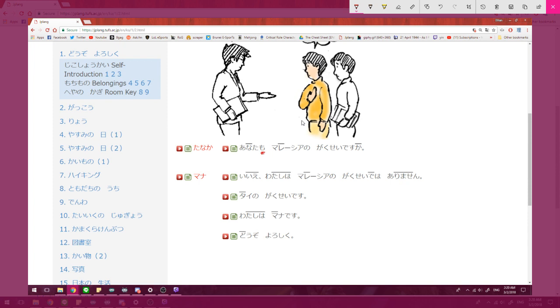So as soon as it appears, oh my god, we're learning new things already. Here's the 5th thing we're going to learn today, which is mo. We'll talk about this later. For now, pretend this is wa. Now we have a new guy, Mana. We will talk about his origins in a bit. Tanaka's asking, "Anata wa Malaysia no gakusei desu ka?" What we've learned so far: anata means you, Malaysia no gakusei is Malaysian student.